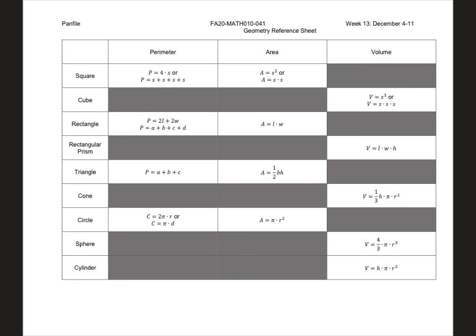If you look at the reference sheet that I posted, perimeter is going to be this first column, and we have a square, a rectangle, a triangle, and a circle. Realistically, we could do any polygon, we just have to add up all those sides. So instead of a triangle being P equals A plus B plus C, which represents 3 sides, it would be P equals A plus B plus C plus D plus E plus F plus however many sides there are. If there's 8 sides, you need to have 8 numbers that you're adding up. If there's 3 sides, you need to have 3 numbers that you're adding up.